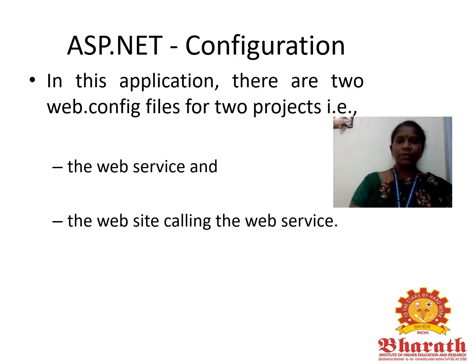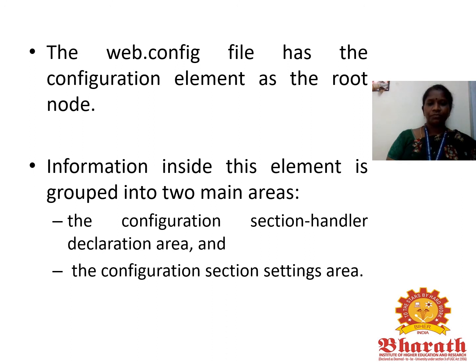Next, ASP.NET configurations. In this application, there are two web config files for two projects. One is for the web service, another one is the website calling the web service. The web config file has the configuration element as the root node. The information inside this element is grouped into two main areas. One area is called the configuration section header declaration area, and another one is the configuration section settings area. These two are of main importance.